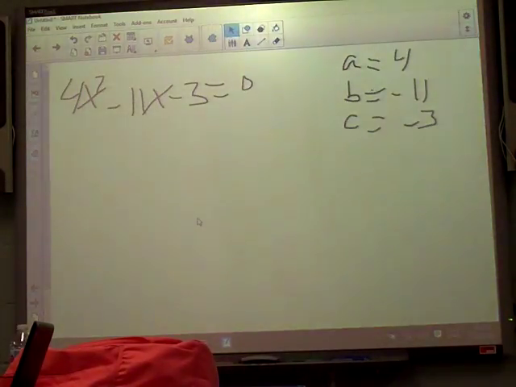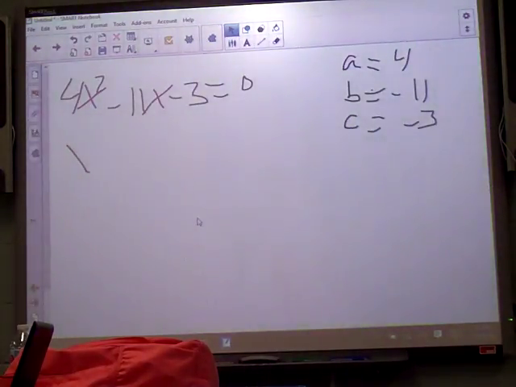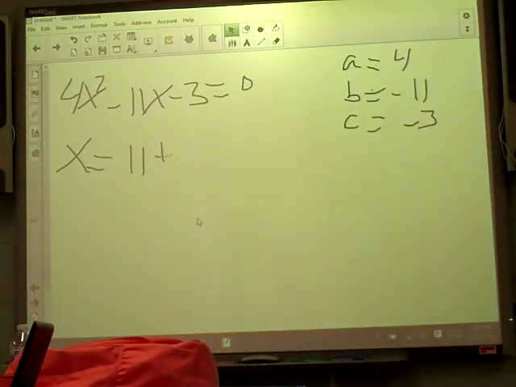Alright, starts off as x equals negative b. We know that negative b just means the opposite sign of our b. So when I write x equals negative b, my b is a negative 11. So the opposite of a negative 11 is a positive 11. So we got x equals positive 11 plus or minus the square root of.